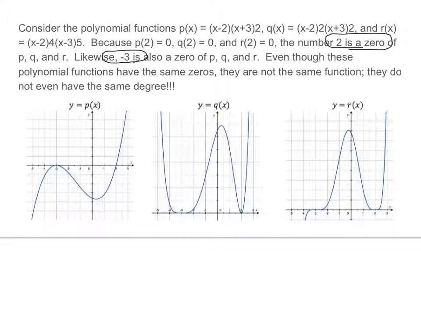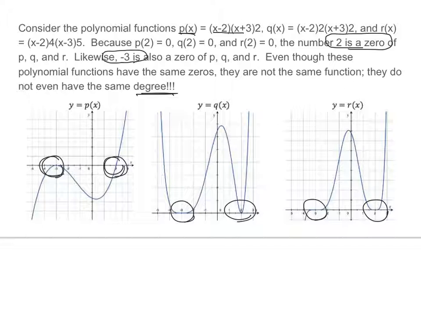Even though these polynomial functions have the same zeros, they are not the same function. They do not even have the same degree. Let's see, they're all of the same degree, but we have two solutions, -3 and 2. They all have the same solutions, but when you graph them, they're not even the same graph.